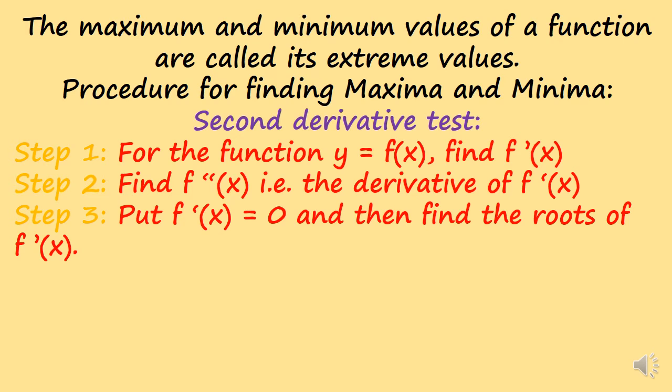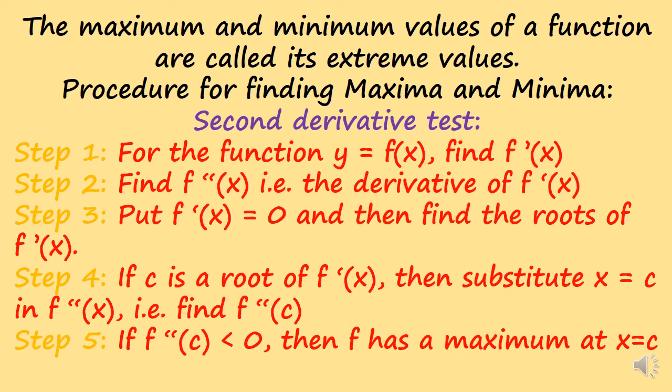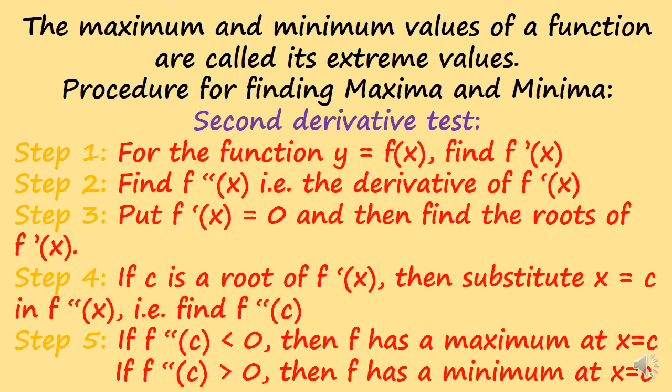And then, if c is one of the roots of the equation f dash x, then we put x is equal to c in f double dash of x. That is, in the second derivative, we substitute x is equal to c, and we find the value of f double dash of c. Then we check this value. If f double dash of c is negative, less than 0, then we say that f has a maximum at x is equal to c. Similarly, if f double dash of c is positive, greater than 0, then f has a minimum at x is equal to c.